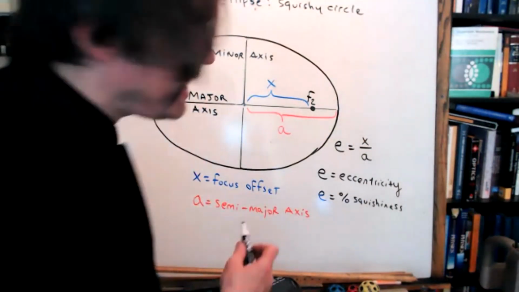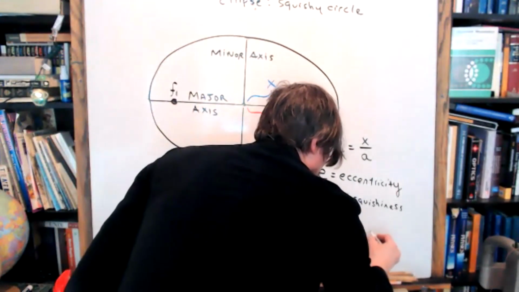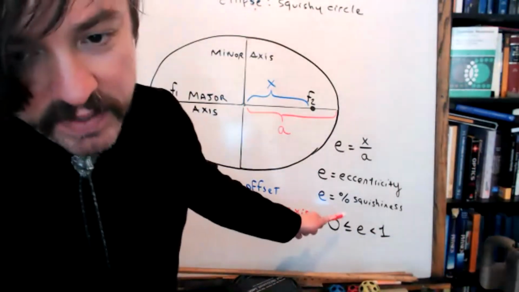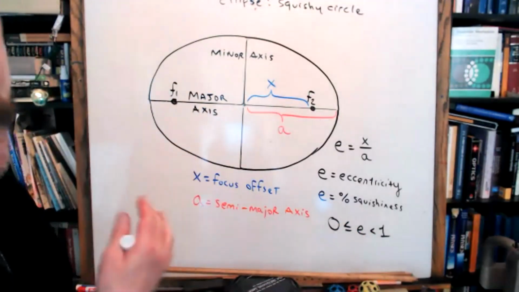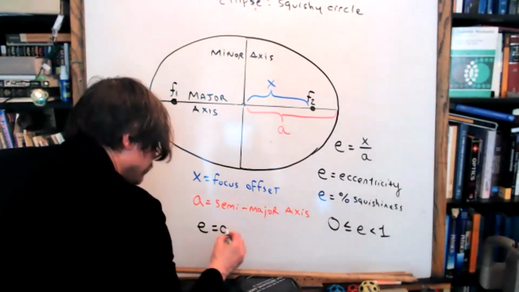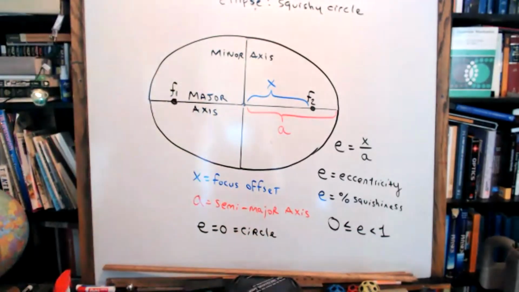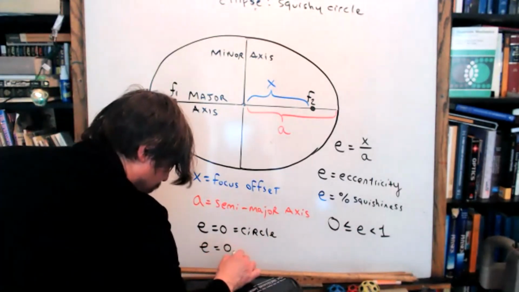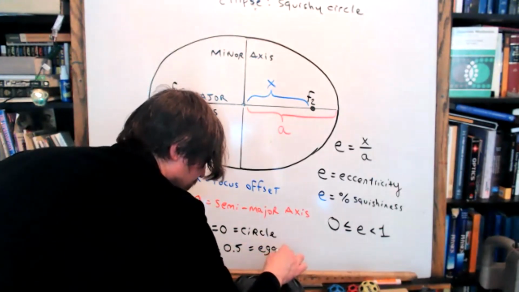And the domain of E is a number between 0 and 1. E can be equal to 0, but E can never be 1. It always has to be a percentage. And so usually the way this works is if the eccentricity is 0, your ellipse is not squishy and it's just a circle. If your eccentricity is like 0.5, that's kind of like egg-shaped.